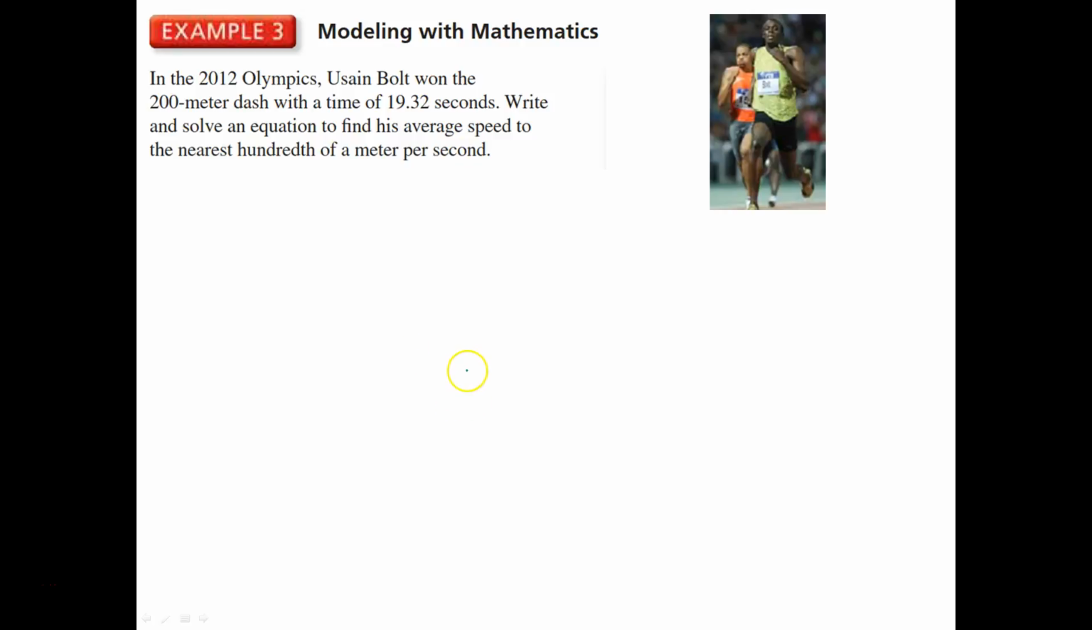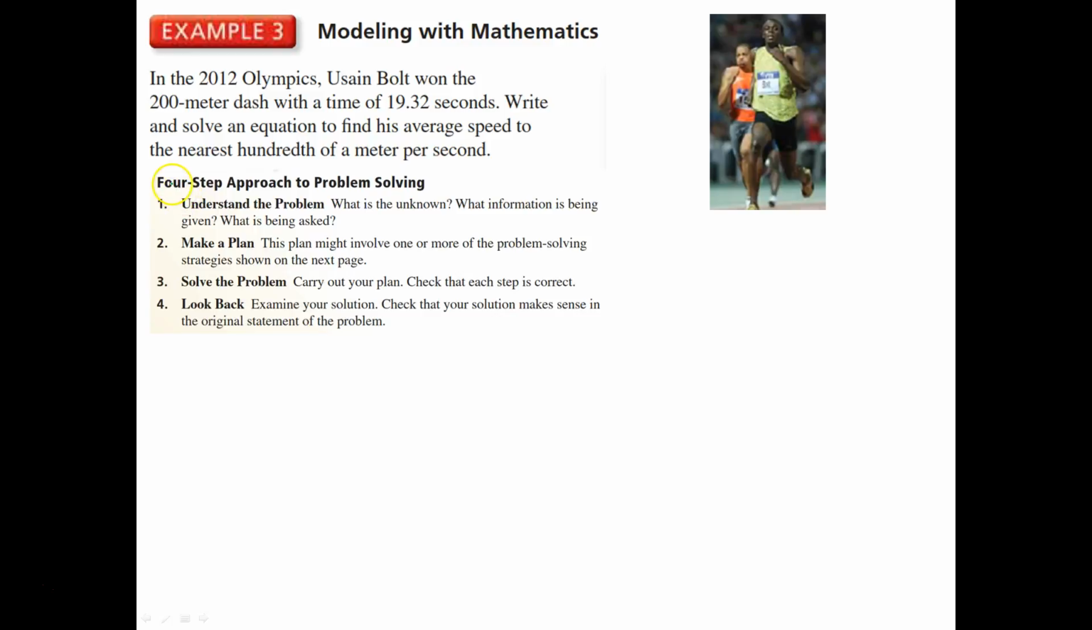Alright, so here we want to model some math. Model real life with math. So, we're going to talk about Usain Bolt because he's super fast. He won the 200-meter dash with a time of 19.32 seconds. Right? And solve an equation to find his average speed.